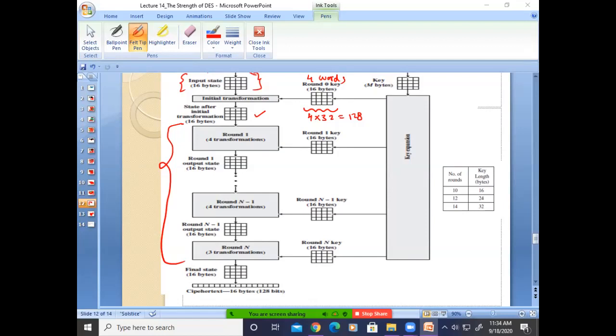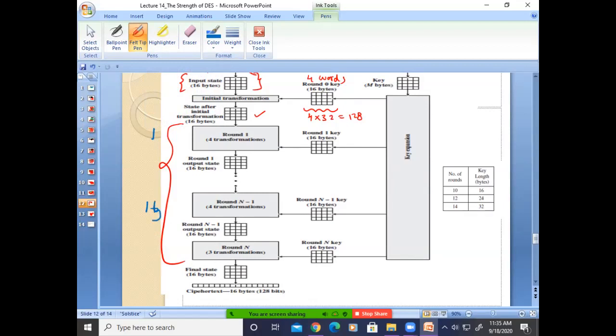Then the actual rounds will be processed here. From round one to round n minus one, there are four transformations in each round, such as mix columns, etc., which we will see later. But in round n, the last round, only three transformations will be there. Just to see what is happening here, we have n rounds, but from one to n minus one, each has four transformations, similar to the Feistel structure's round functions: the same functions or transformations.